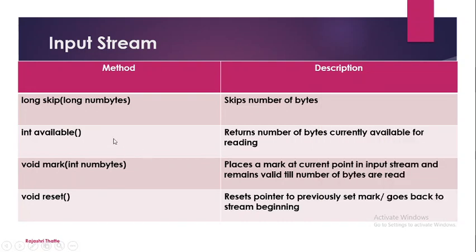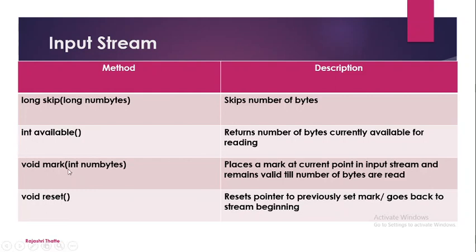Next, the available method. Whatever number of bytes you have skipped by using the skip method, that number will be returned. int available, the return type is integer. It returns the number of bytes currently available for reading. So we can say that it can tell us the size of our data, whatever source we are using, that is, how many bytes are available for reading. So if I am using obj.available, I will get how many bytes are available to read.